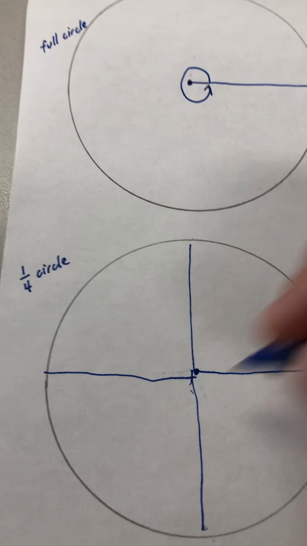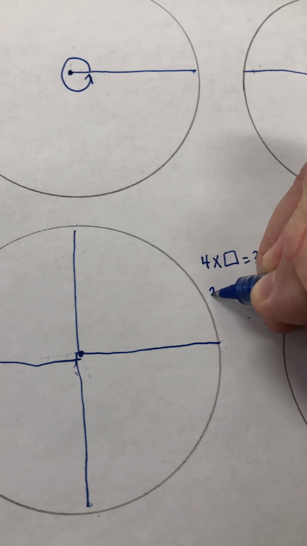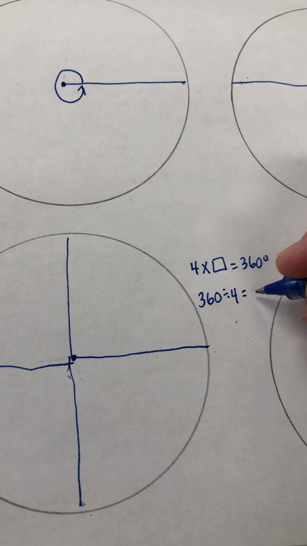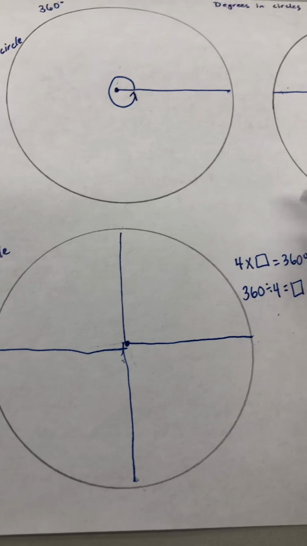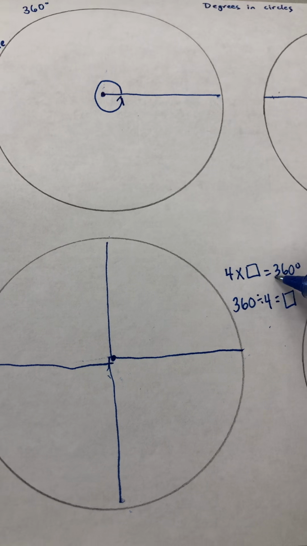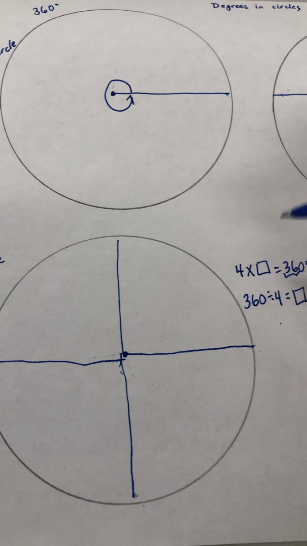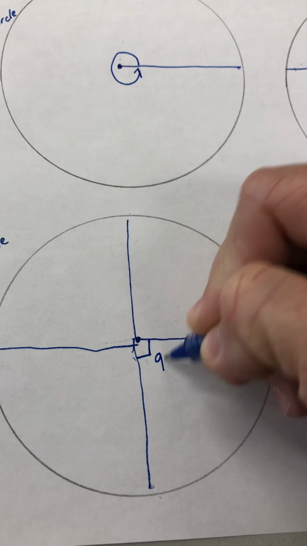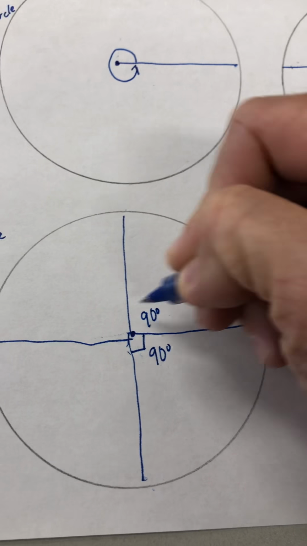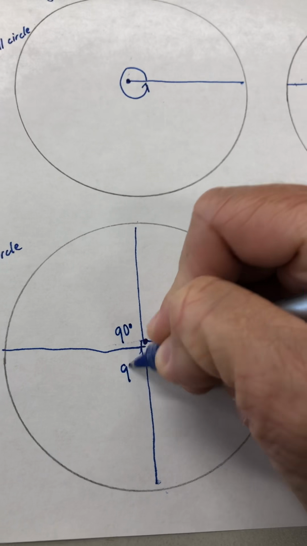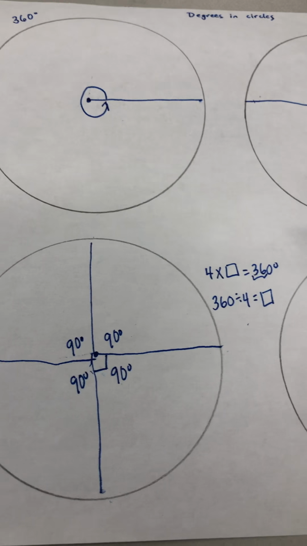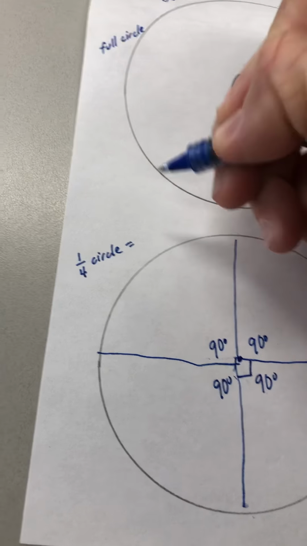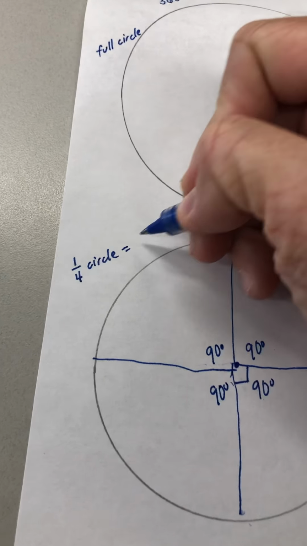4 times some number equals 360 degrees, or 360 degrees divided by 4 parts is going to be what number? Well, if I know my basic facts, 4 times 9 is going to be 36. So each one of these is going to be 90 degrees. So I've got 90 degrees in all 4 of those. And 90 times 4 is going to give me 360 degrees. So when I see 1/4 of a circle, 1/4 of a circle is going to be equal to 90 degrees.